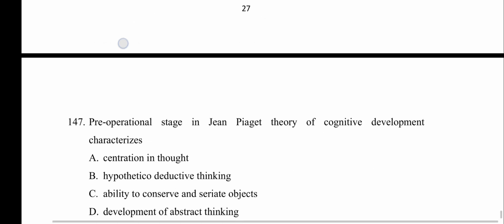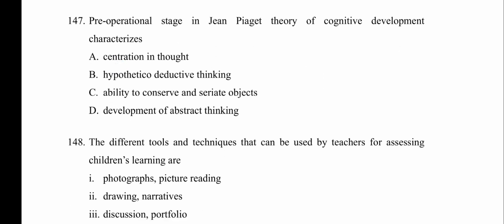Field survey. Next question. Pre-operational stage in Jean Piaget's theory of cognitive development characterizes centration in thought, hypothetico-deductive thinking, ability to conserve and seriate objects, development of abstract thinking. So here the best option is option number A, that is centration in thought, which means the child thinks that he or she is the center of attraction, right?